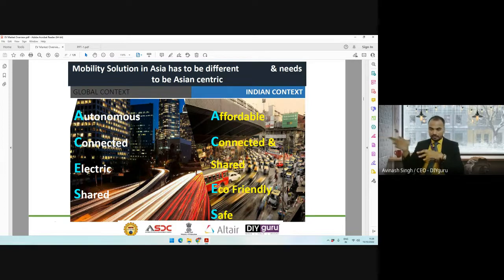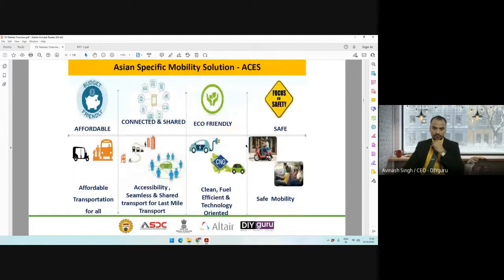Power generation and everything that is there in electric will remain the same, but the source of power may vary. As for the shared part, I don't think India will be very ready with a shared ecosystem in the next 5-10 years, but shared will change to safe. So the acronym remains the same, ACES, but not autonomous, connected, electric and shared. It will be affordable, connected and shared, eco-friendly and safe for an Indian context.